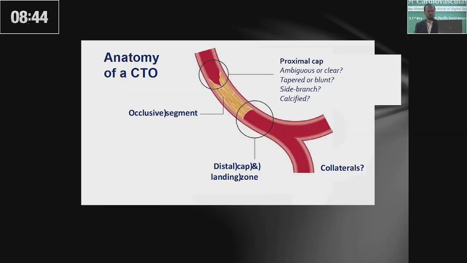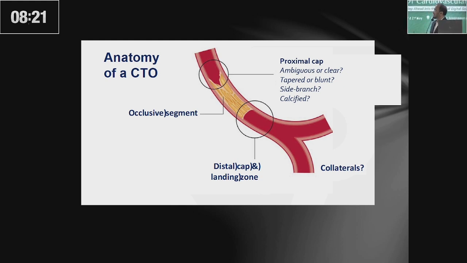So before doing CTO, if you want to do antegradely or retrogradely, you have to understand especially the anatomy of the CTO. It's very important, which has been described by my previous speakers. How is the proximal true cap? Is it blunt? Is it tapered? Is there any side branch? Is it calcified?